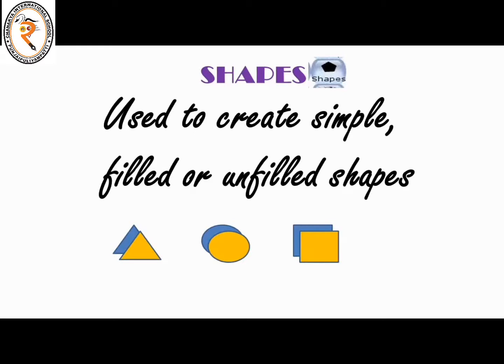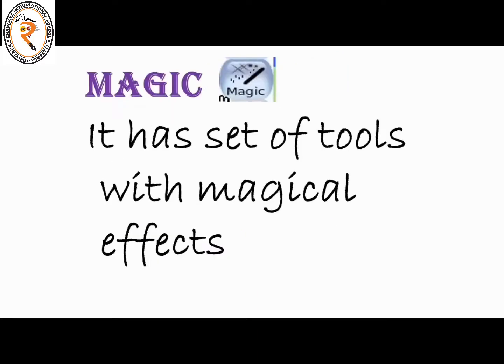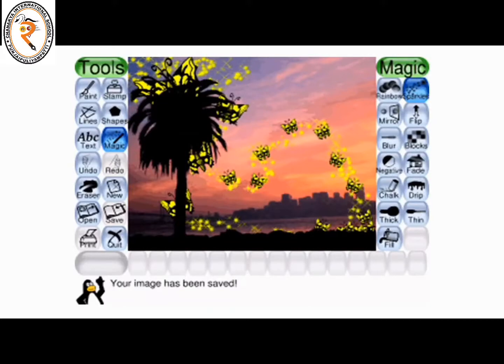At the bottom of the screen you can see different shapes of pictures, and we can even color or uncolor them. Next is magic. You can see the magical icon. It has a set of tools with magical effects. It consists of different magical effects, and this is the icon for the magical tool. In magic we can select different items.